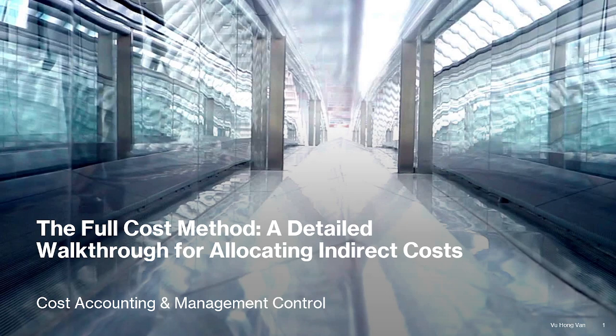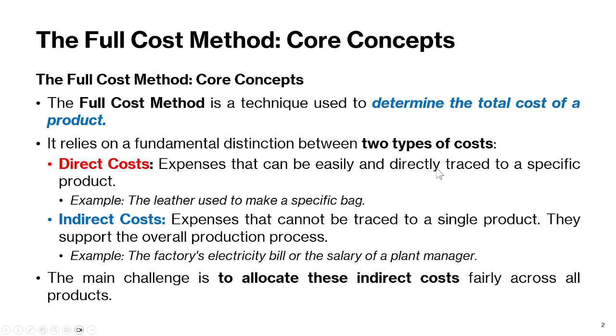Over the next hours, we are going to demystify the process of how a company can determine the true cost of its product by properly allocating all its expenses. So, what is the full cost method? At its heart, it's a technique for finding the total cost of a product. To do this, we must understand the fundamental difference between two types of cost.